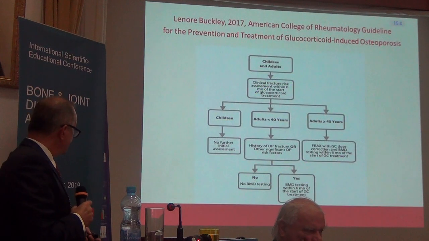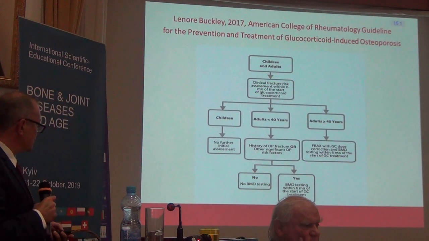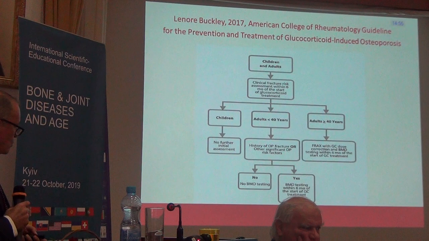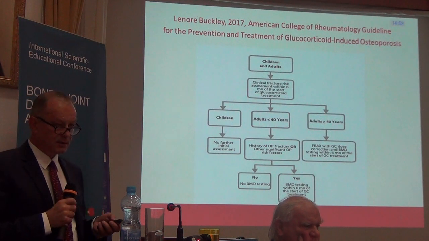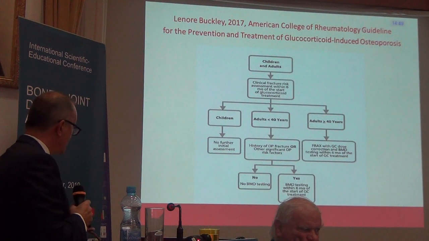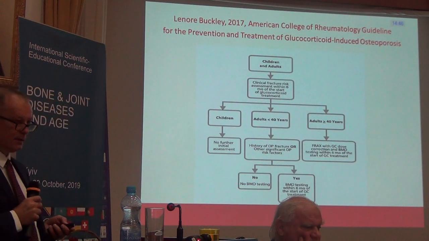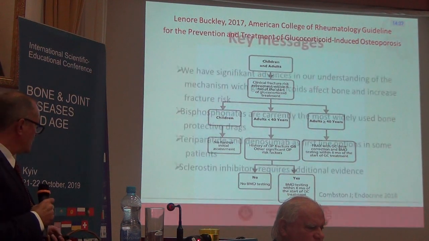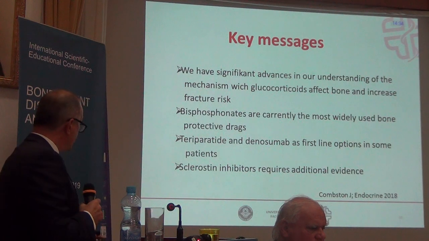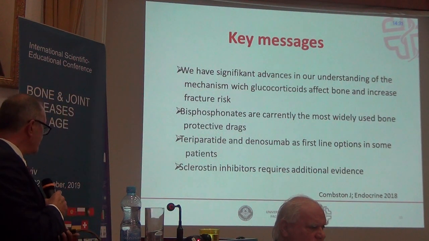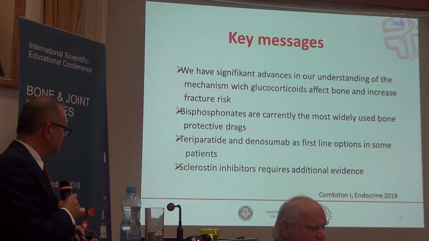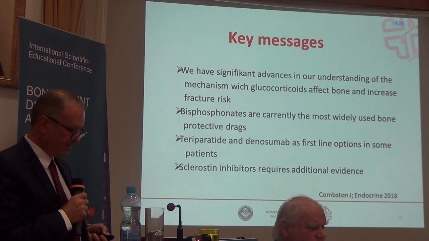It's well known that the American College of Rheumatology has a guideline for prevention and treatment of corticoid-induced osteoporosis, which has recommendations for separate age groups. It's generally the same as the recommendation used in patients suffering from rheumatoid arthritis. I would like to pay attention to the key message. You have significant evidence in your understanding of the mechanism by which glucocorticoids affect bone and increase fracture risk.